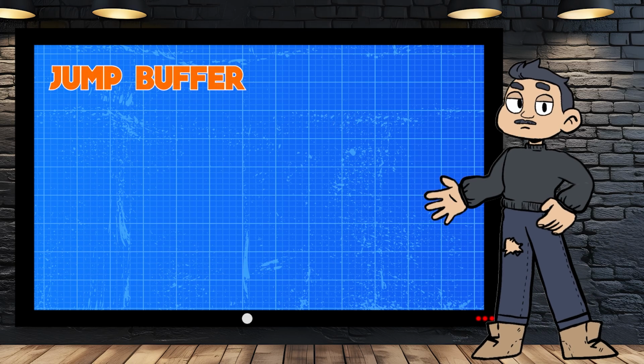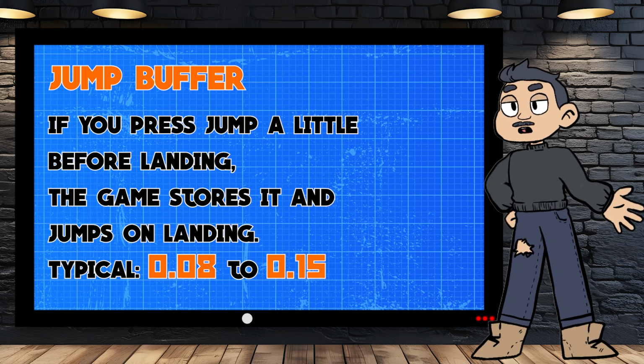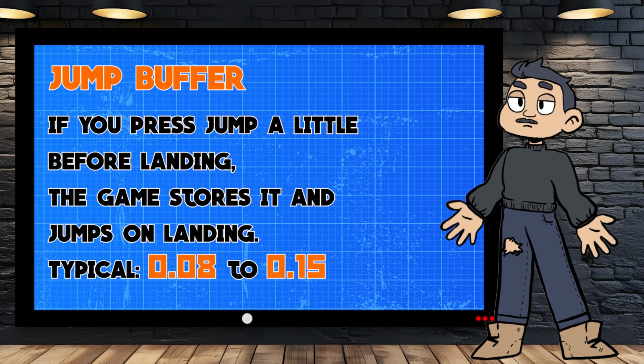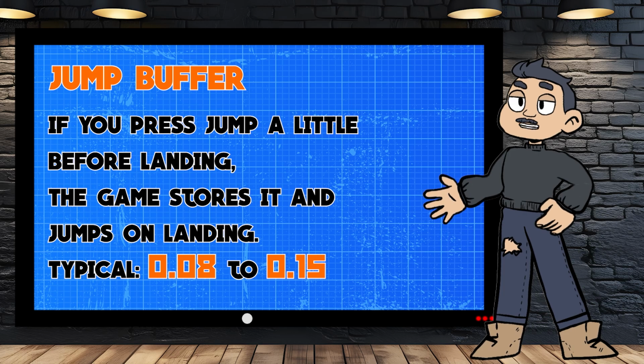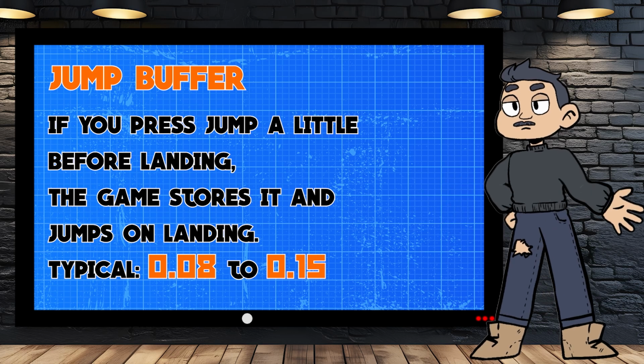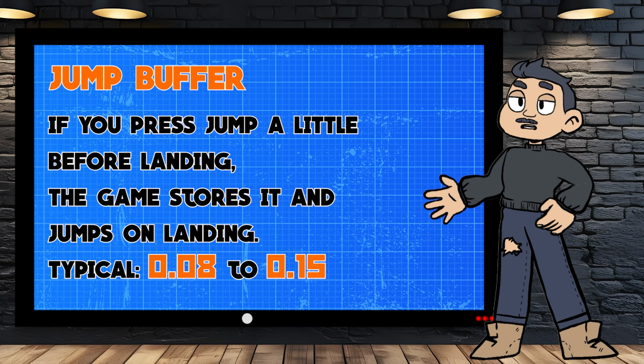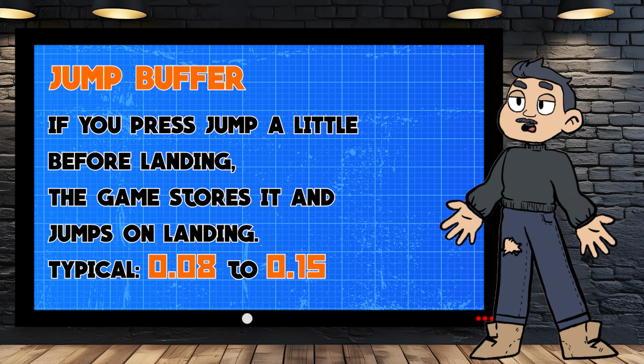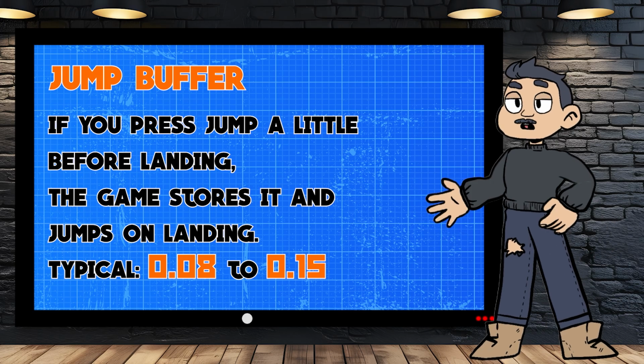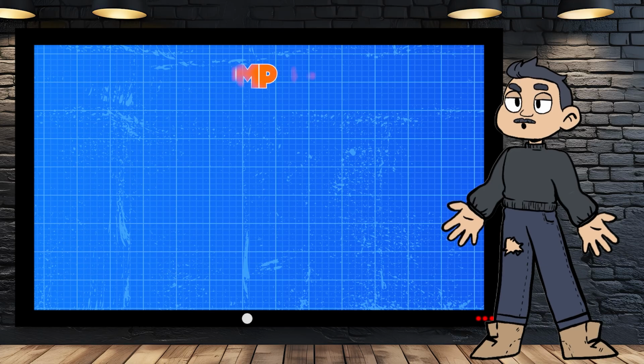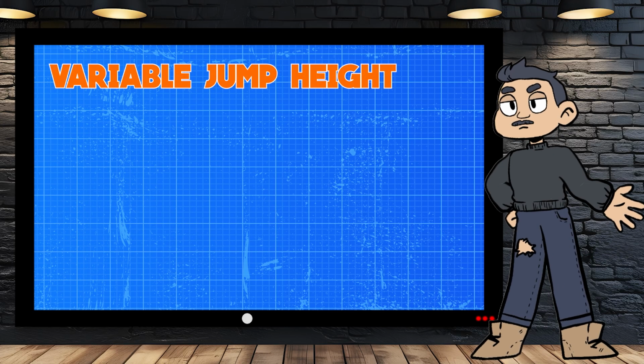2. Jump buffer. If you press jump a little before landing, the game stores it and jumps on landing. This kills the "I pressed jump" complaint. Typical 0.08 to 0.15. Start with 0.10.